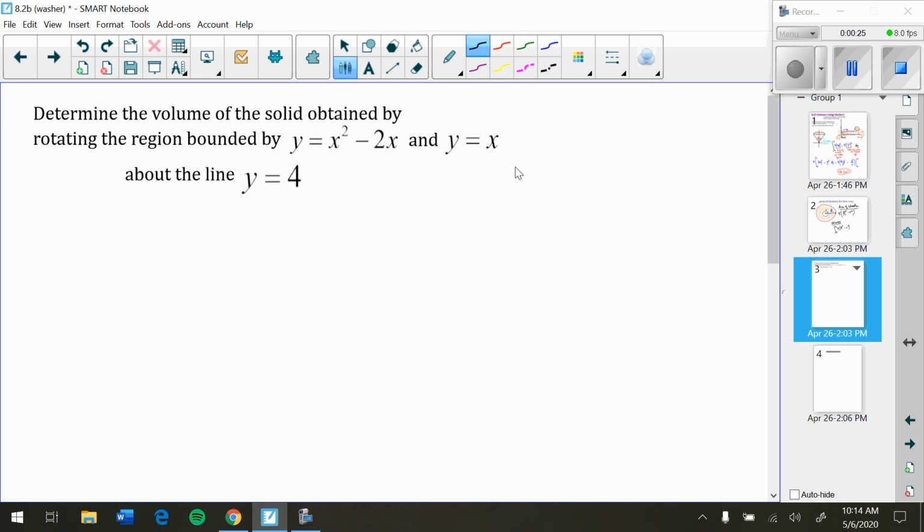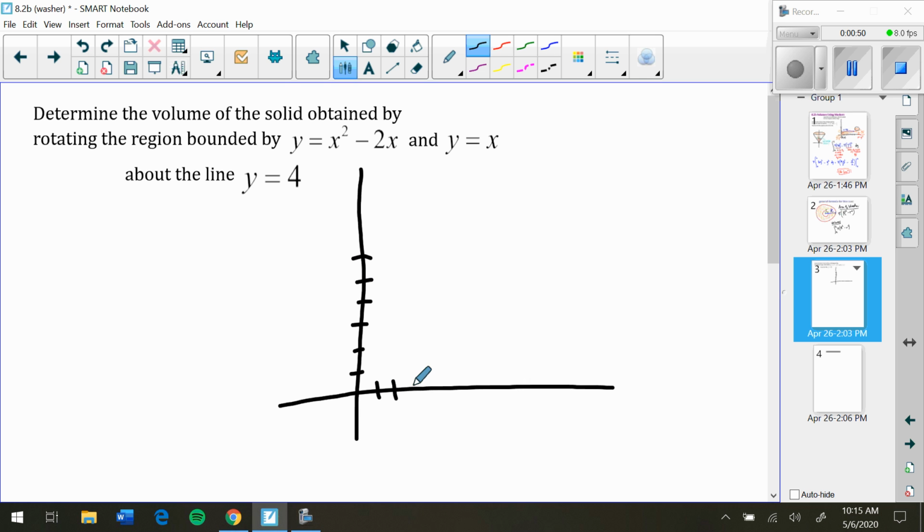It says determine the volume of the solid obtained by rotating the region bounded by the following two curves, y equals x squared minus 2x and y equals x, about the line y equals 4. So of course, the best way to start is going to be to sketch this out. So I'm going to start with an x and a y axis. 1, 2, 3, 4, 5, 6. We'll say 1, 2, 3, 4, 5, 6.